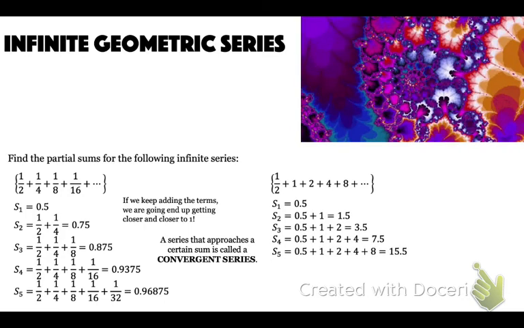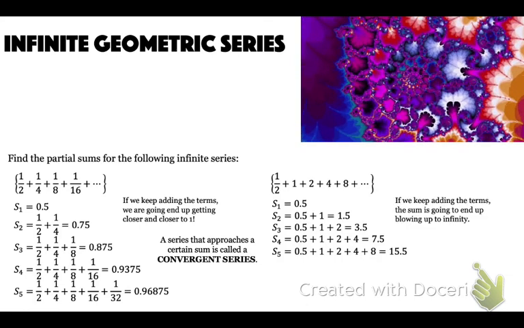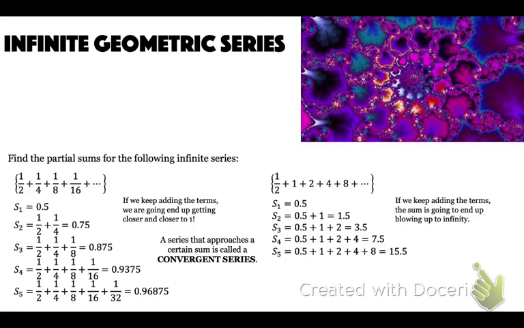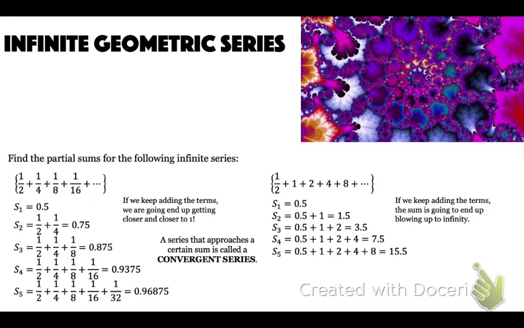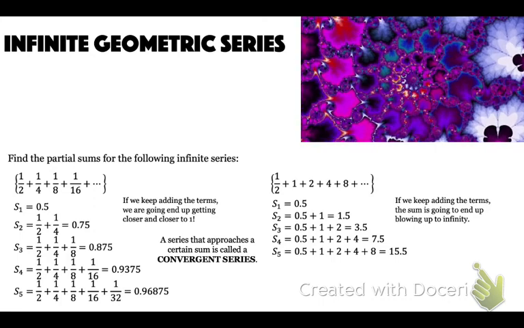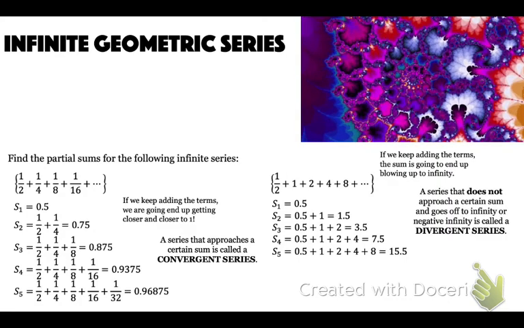S5 would equal 15.5. If I added 16 to that, I'd get 31.5. And then they would just keep getting bigger and bigger. This is going to blow up. It's going to get so big that it's infinity. It never stops. It never approaches a number, whereas our other one does. When that happens, this is called a divergent series.